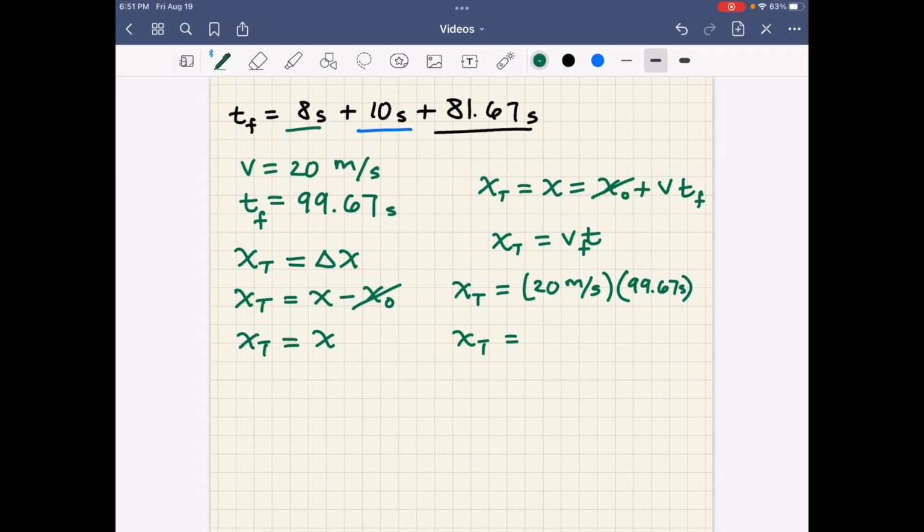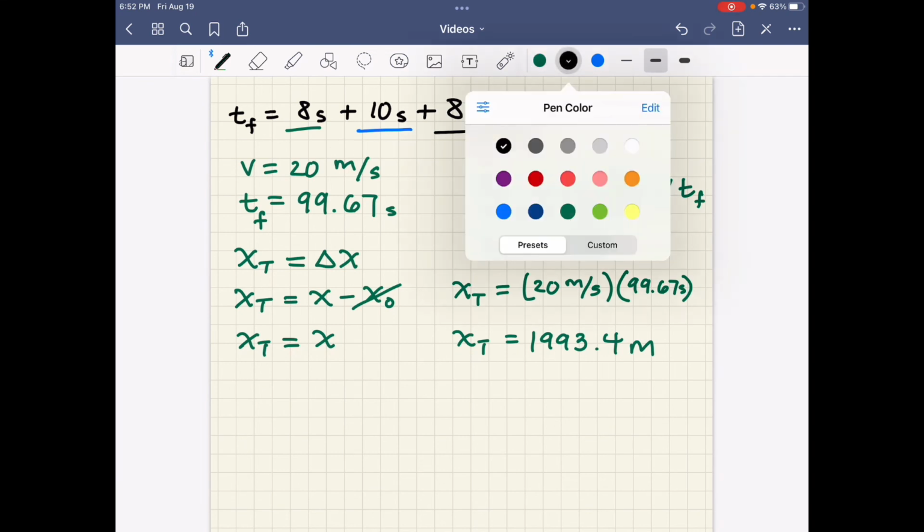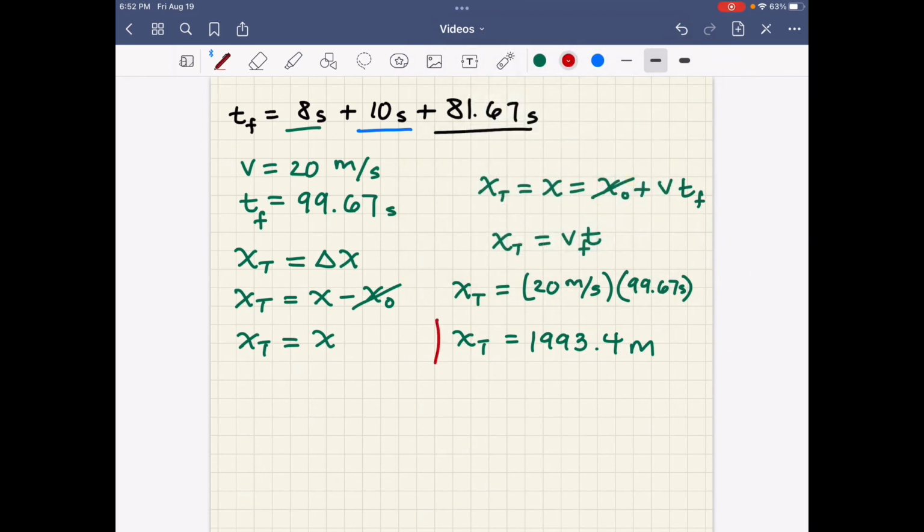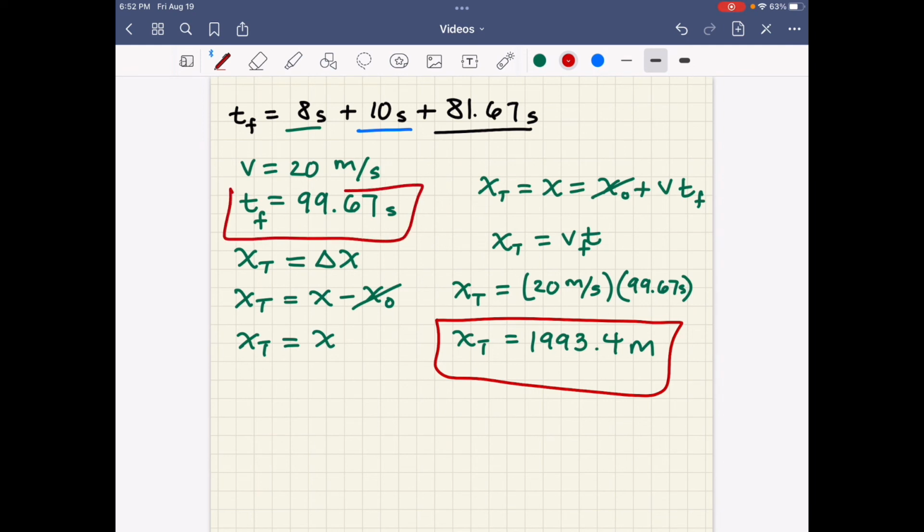1993.4 meters. That's when he gets caught. Okay? And let's box the answer. That's where, and this is when.